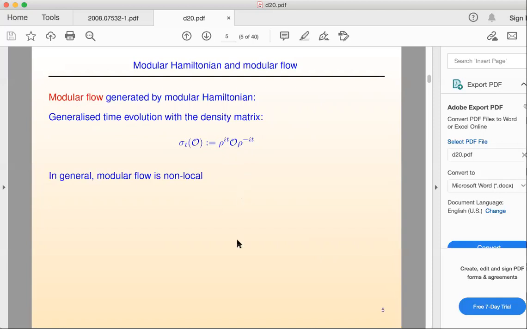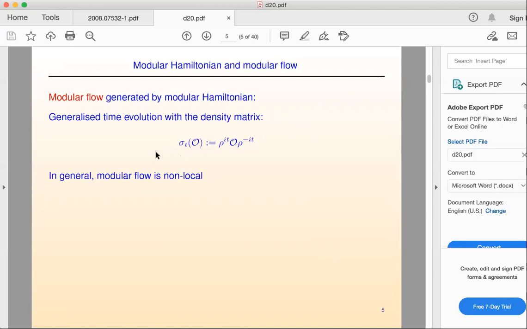Okay, so as I already mentioned, in general, this will actually lead to some non-local expression, which means that operators at different positions in space-time will be mixed with each other. And of course, again, I'm a bit confused, because in algebraic quantum field theory, the modular flow is an automorphism of the algebra of local observables. So it preserves locality, but you are saying it may not preserve locality. Yeah, exactly.